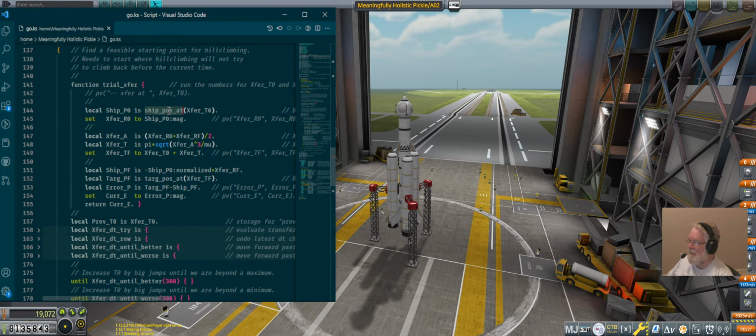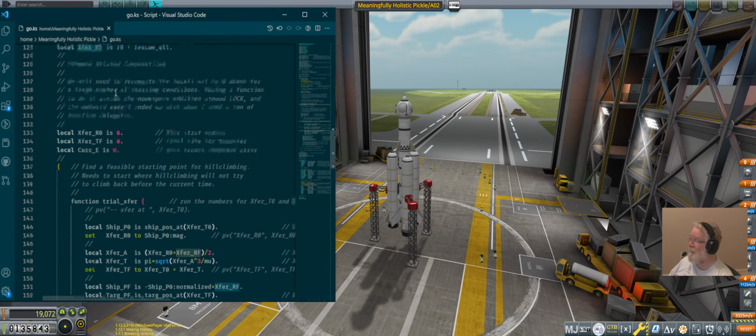So ship pos at gives us the vector from the center of the body to where the ship is. So it's body-centered coordinates, the center of the body is the origin of that. So get our ship position and get our initial radius. R0 depends on T0. So now we have our initial radius. Well, for the Hohmann orbit, we need to know our initial radius and our final radius. And that's enough to do the Hohmann orbit. We have the final radius being brought in. Remember, that was one of our input parameters up here.